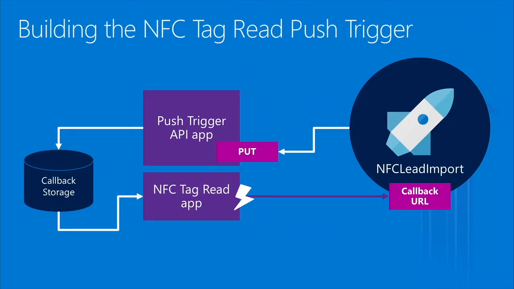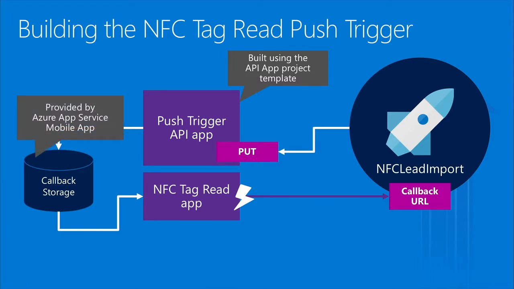In the case of this presentation, our push trigger API app is going to be built as an API app project. So we have that as a project template in Visual Studio. Our callback storage is going to take advantage of Azure App Service mobile apps because those give us a nice backend for mobile apps that work across different devices. And as far as our NFC tag read app, we're actually going to implement that as a universal Windows application so that I don't have to care what device I have with me. I can still do a tag read from it.